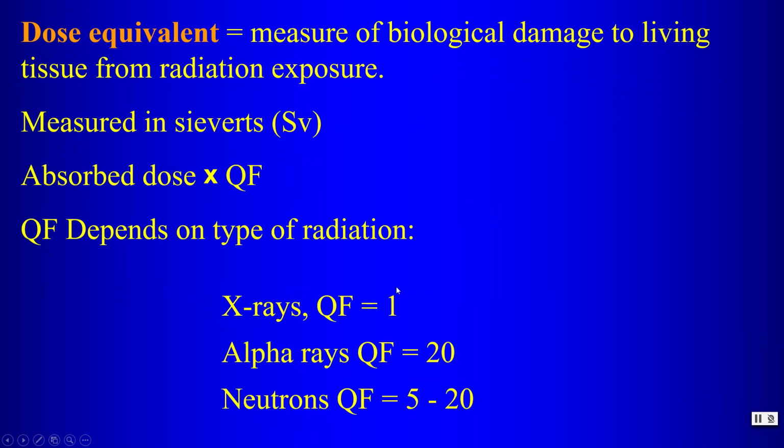So again, the dose equivalent is a measure of biological damage to living tissue from radiation, and this is measured in sieverts, and it is the absorbed dose times this quality factor, and this quality factor depends on the type of radiation, because certain types of radiation are more damaging to biological tissues than other types. For X-rays, that quality factor equals 1. For alpha rays, which are more damaging, it's 20, and for neutrons, it's between 5 and 20.